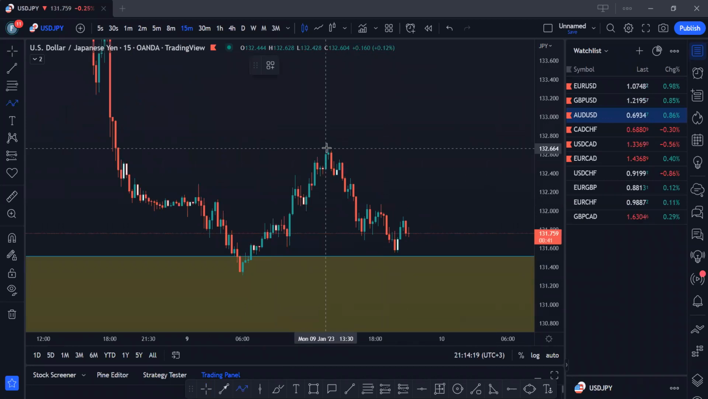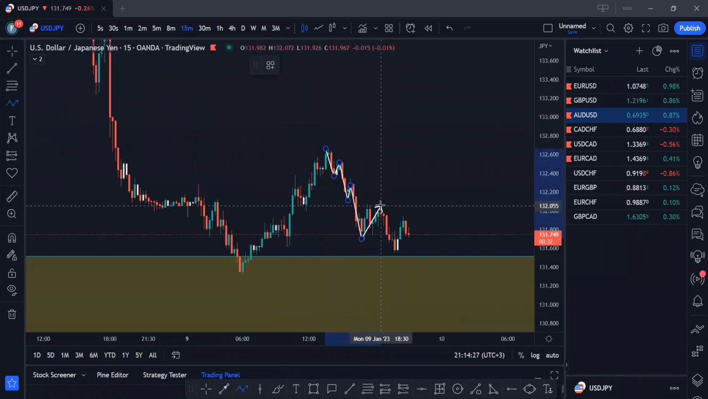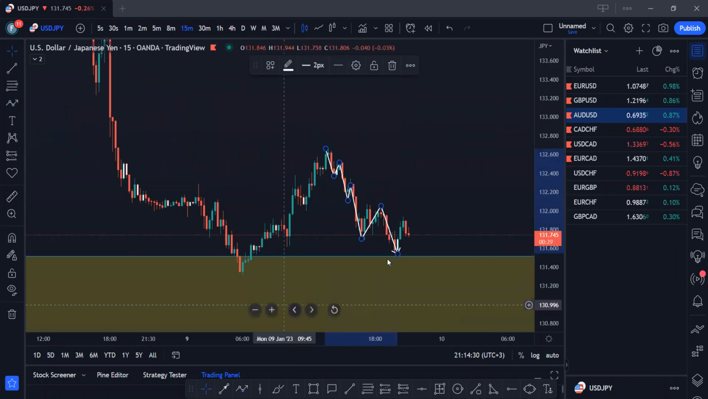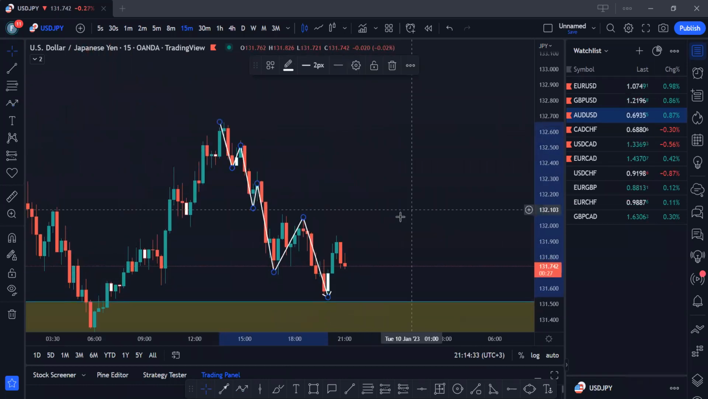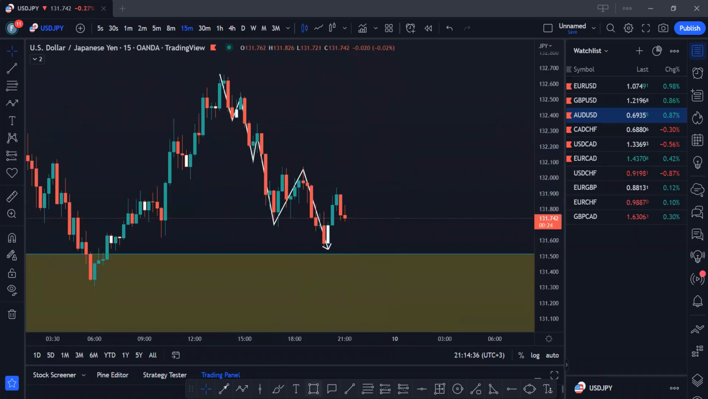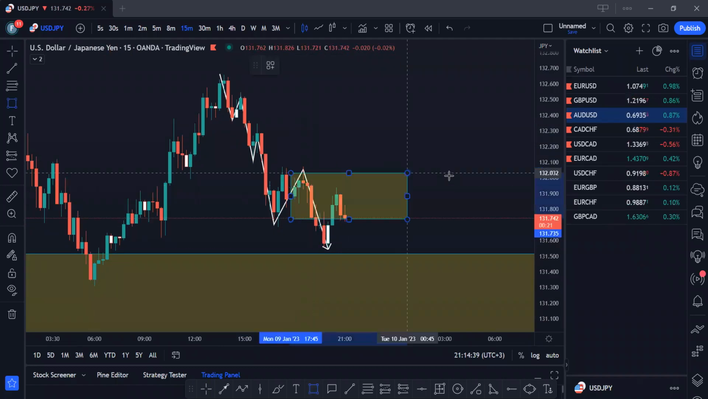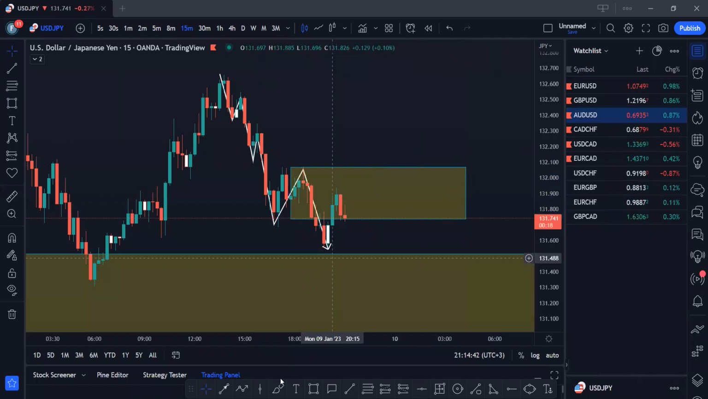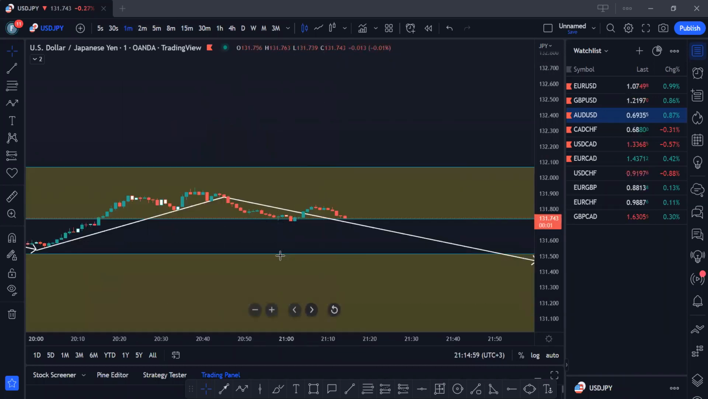So the move has already started happening anyways, but this is a supply zone that price has currently retraced into. That'll possibly move price here. So I think we are quite late on UJ right now, but let's go to the 1-minute chart and see a possible scenario right here.